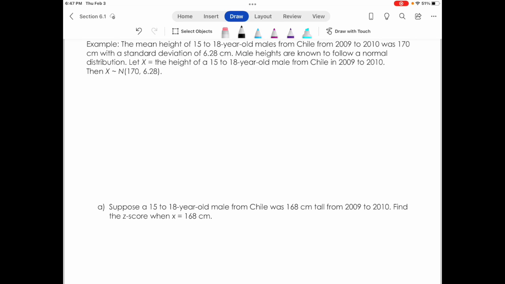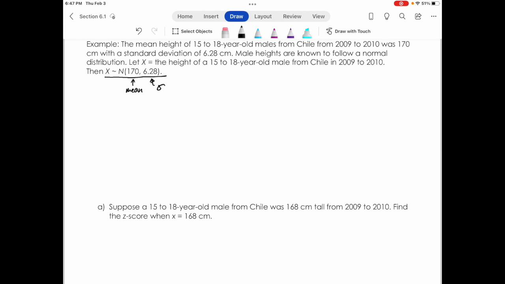In this example, it says the mean height of 15 to 18-year-old males from Chile from 2009 to 2010 was 170 centimeters and a standard deviation of 6.28. Male heights are known to follow a normal distribution. We're going to let x be our variable, which represents the height. And then we have our notation here that we're getting familiar with. The x is our variable. The N means this is a normal distribution. And then this first number is the mean, and the second number is our standard deviation.